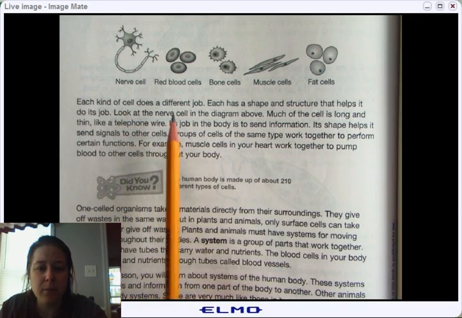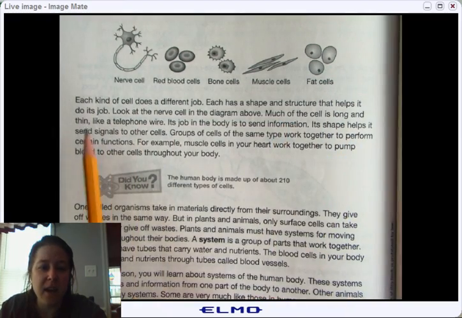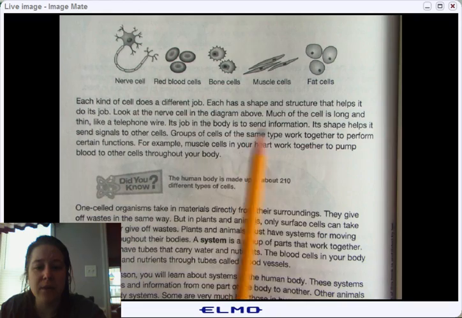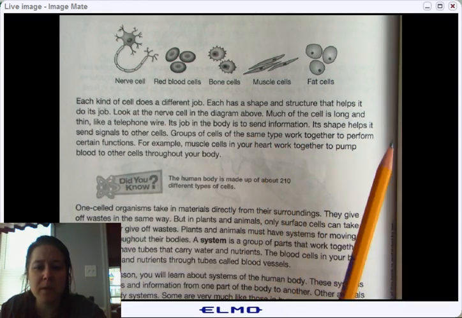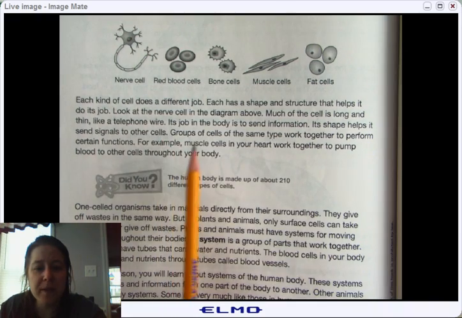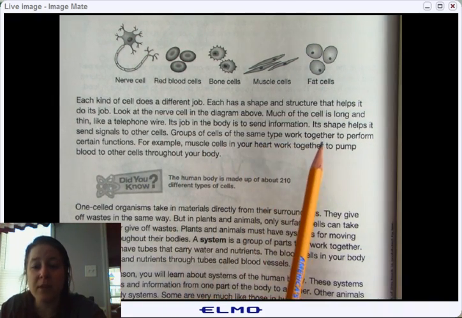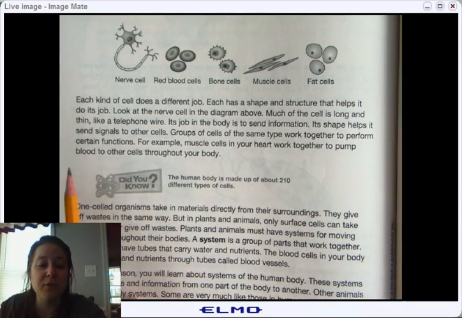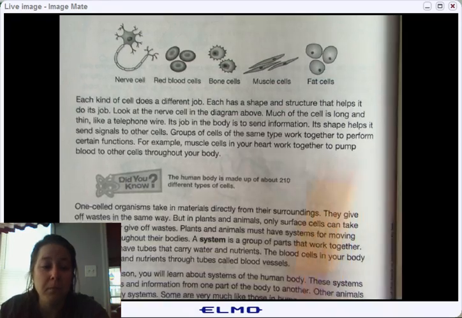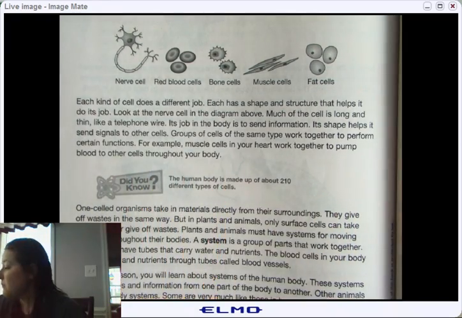Look at the nerve cell in the diagram above. Much of the cell is long and thin, like a telephone wire. Its job in the body is to send information. Its shape helps it send signals to other cells. Groups of cells of the same type work together to perform certain functions. For example, muscle cells in your heart work together to pump blood and other cells throughout your body.